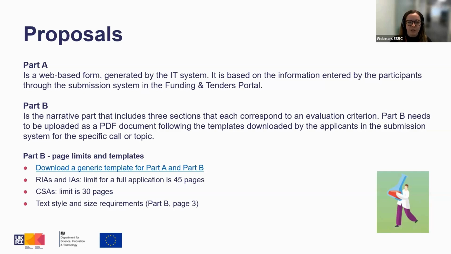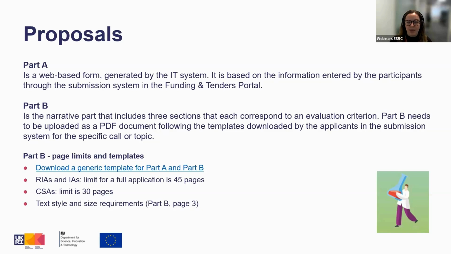Firstly, to note for Part B, there are 3 sections to complete, and these handily map onto the criteria used to evaluate proposals. These are excellence, which includes sections for objectives and ambition and methodology. Then we have impact, which includes sections for project pathways towards impact and measures to maximize impact. And then we have quality and efficiency of the implementation, which includes work plans and resources, and the capacity of participants and the consortium as a whole.